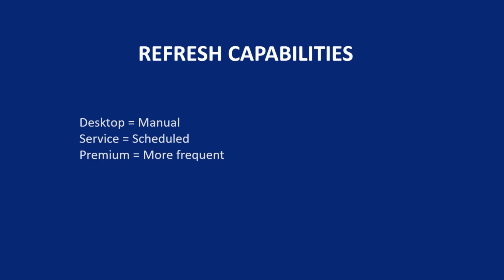Now let's talk about refresh capacity, a very important concept. Desktop can only be manually refreshed. Service can have scheduled refresh, like daily or hourly, depending on the plan or needs. Premium allows more frequent refreshes and has better performance. So why does this matter? Because businesses rely on real time or near real time data. If your data is outdated, your decisions are wrong. So refresh capability directly impacts business value.